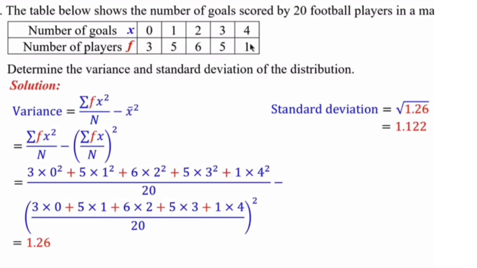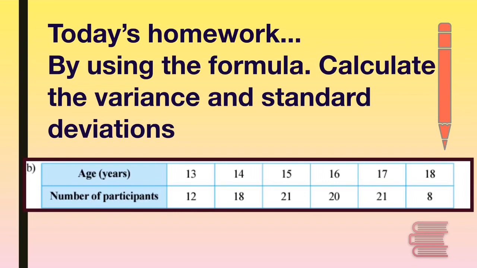Okay, so this is your homework for today. I have a table for you with the age and number of participants. You need to find the variance and standard deviation using both formulas. And also I want you to use a frequency table to do it. That means you should have 3 methods of doing this question. So please do it and send it to me by today.